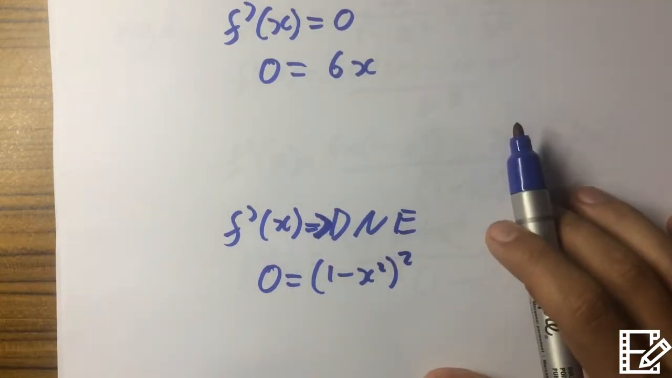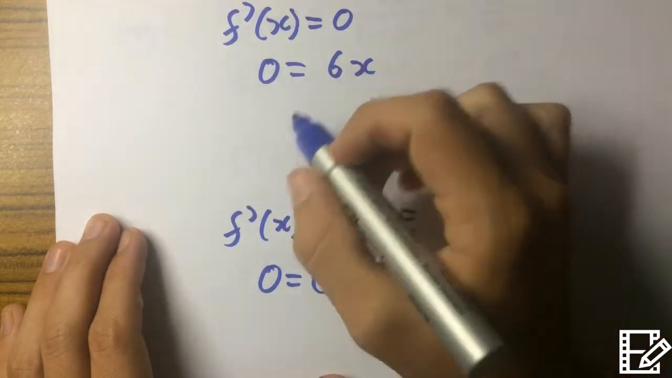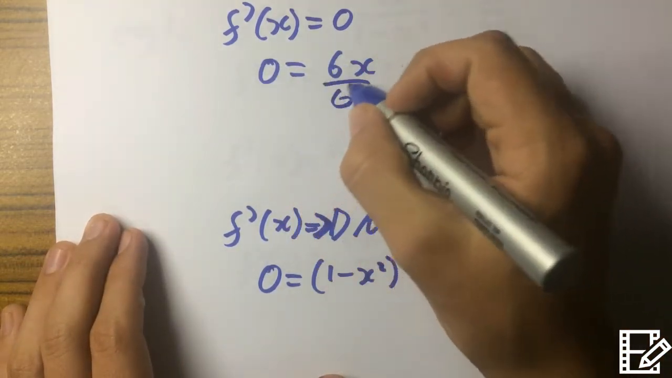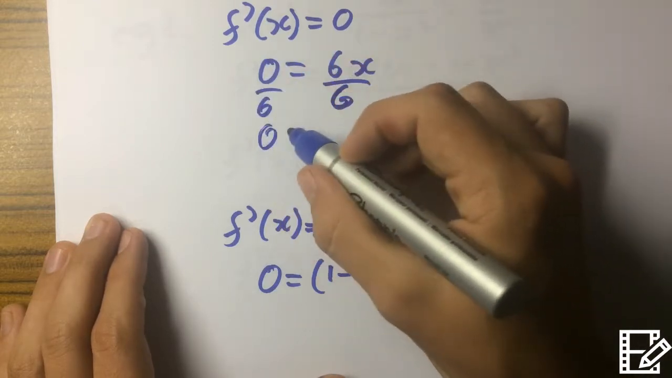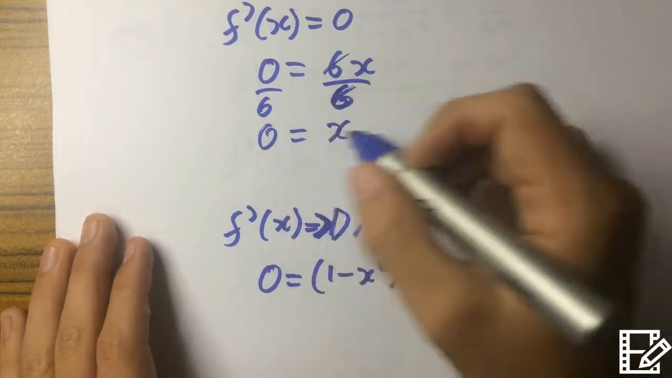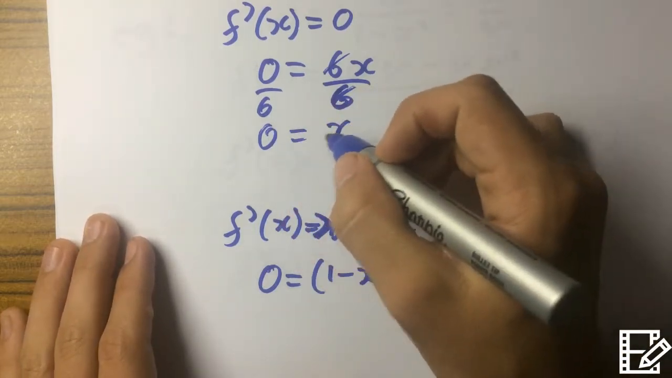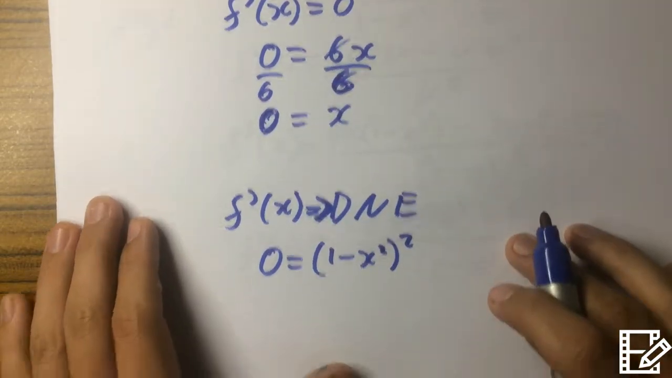Okay, so now let's just do this bit. So if we divide both sides by 6, well, 0 divided by 6 is 0, and these two cancel out, and you just get x. So therefore, our first critical number is x equals 0, as shown. Okay.